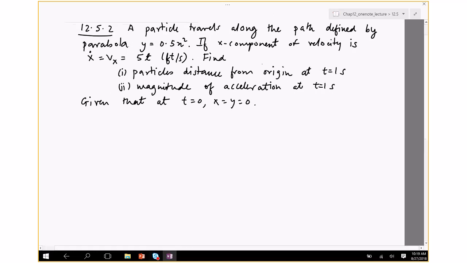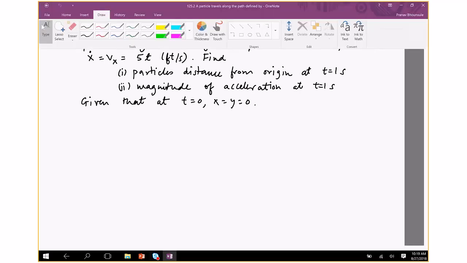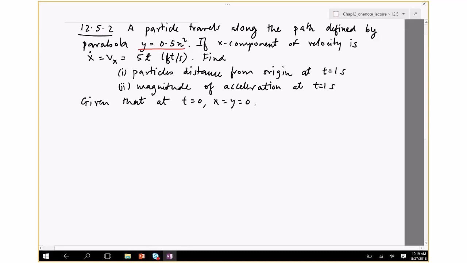A particle travels along a path defined by the parabola y equals 0.5x squared. If the x component of the velocity is 5t, find the distance from the origin at t equals 1 second and the magnitude of acceleration at t equals 1 second. We're given that at time t equals 0, x equals y equals 0.